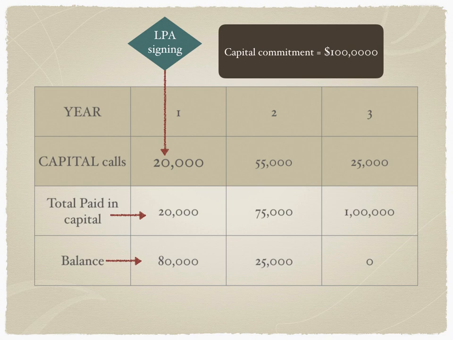The GP identifies the second target company. When the second target company is identified, it makes a call of $55,000 because the investment is much larger in size. That means the total paid in capital is 55,000 plus 20,000. That gives us $75,000. The LP has to still contribute the balance, that is $25,000. Let's say the final call happens of $25,000. The total paid in capital is now $100,000, and there is nothing left to be contributed by way of capital by the LP.